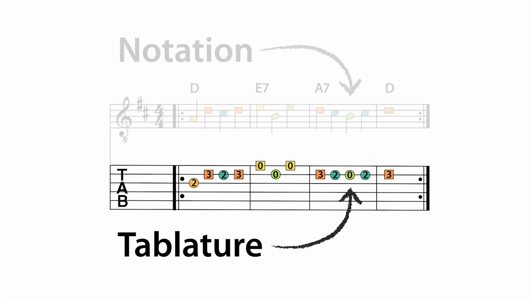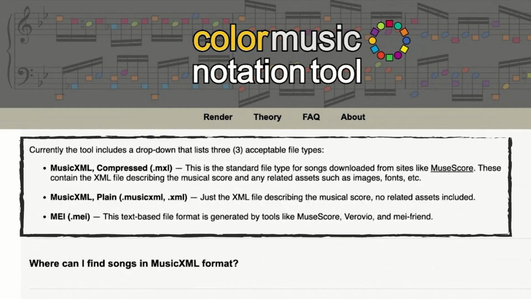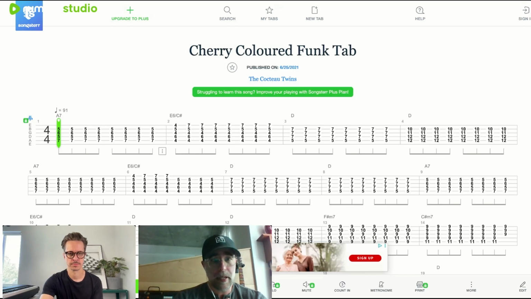And now looking at guitar tab. The notation tool, the main inputs are the compressed MusicXML file, the plain MusicXML file, and the MEI file. However, there's a lot of scores out there in Guitar Pro files. So let's say you want to get a Guitar Pro file. A good source for that is Songsterr, which we have up here already.